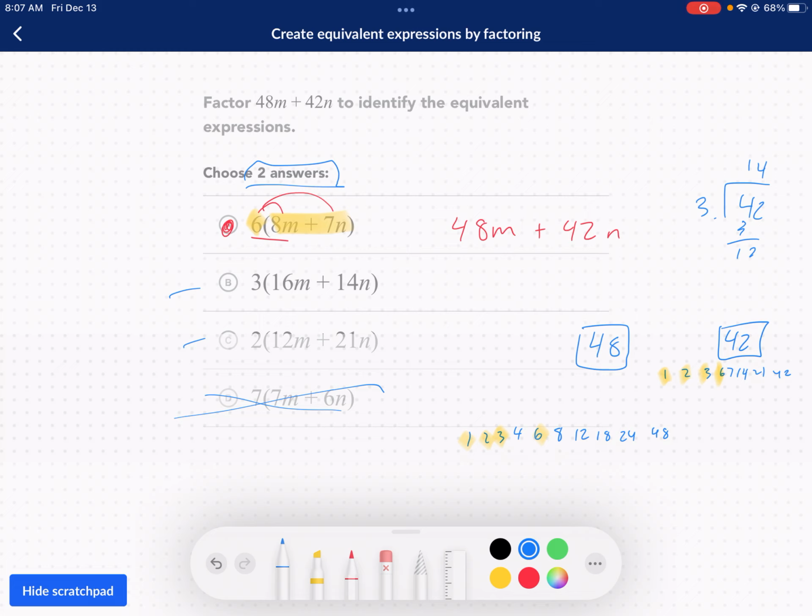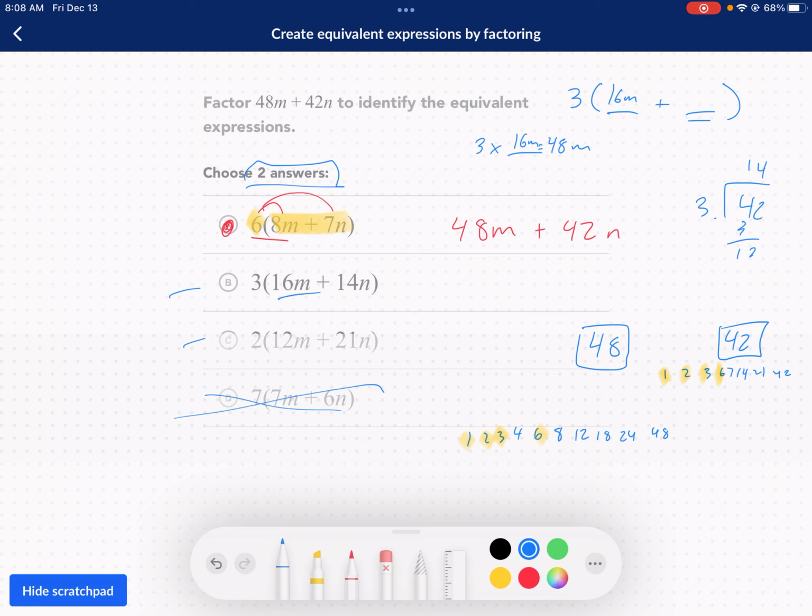So I know that one's already wrong, so I'm down to a 50-50 shot. Now, if I factor out, I don't know, the 3. So if I factor out a 3 here, what would I get on the inside? I say 3 times what gives me 48m. Again, that's my process. Keep the plus sign the same, and then there's my second slot right there. So my first slot is 3 times what gives me 48m. That's going to be 16m.